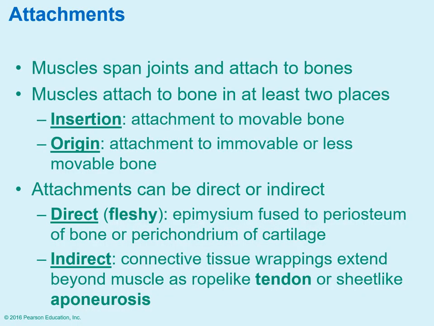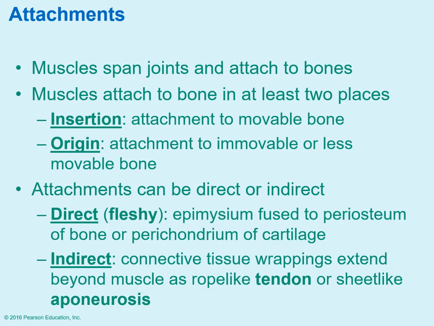The muscles are going to typically span or move over a joint. They'll attach to bones. You're going to have muscles attached to bones in two different places because each end has to be attached to something. We refer to these attachment points as the insertion and the origin. So the point of insertion is going to be where the muscles attach to the bone that's going to be moving. The origin is attached to the immovable or the least movable bone.